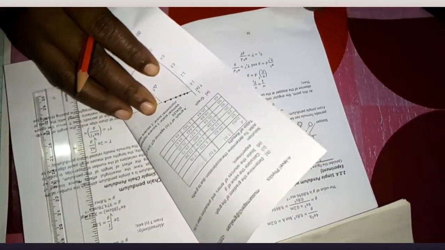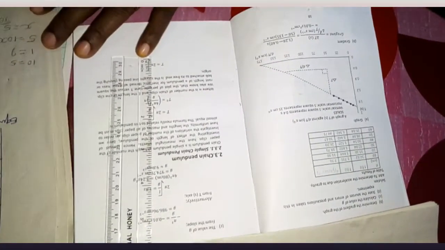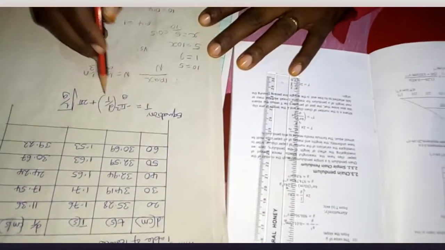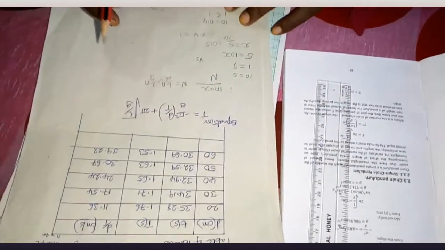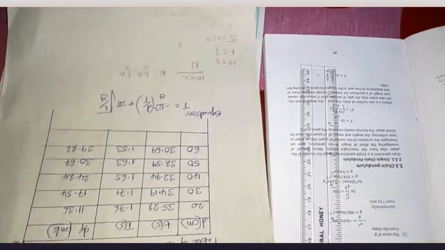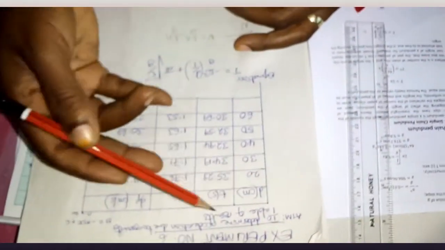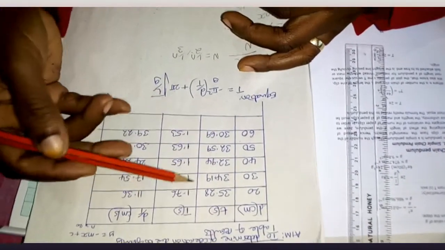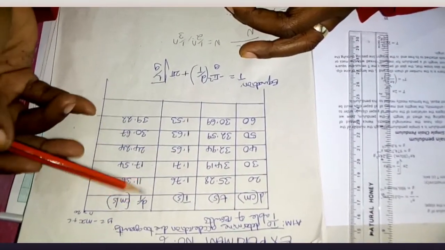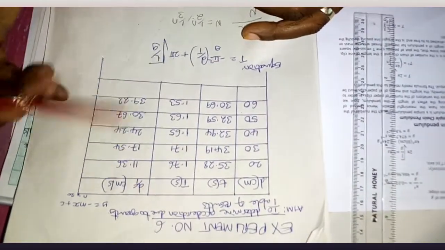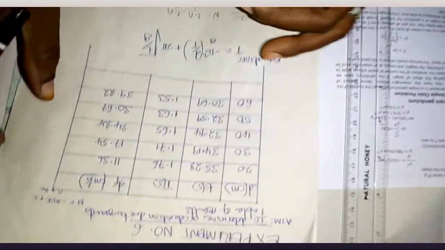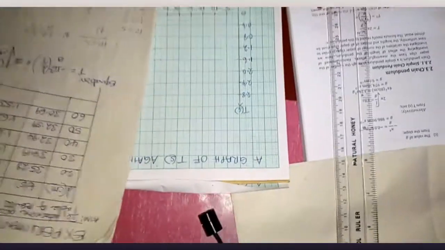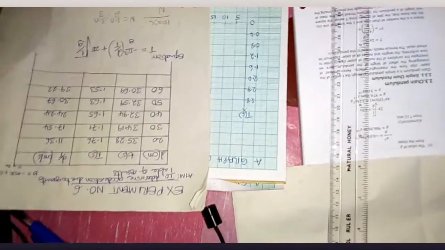Kutokea pale tukajijuze a formula of t is equal to negative pi squared over g d over t plus 2 pi under root of L over g. Okay, according to our experiment, we have given this table of results. The table of results is here. We have the columns and the rows for the physical quantities. Then let me plot a graph from the table of results.